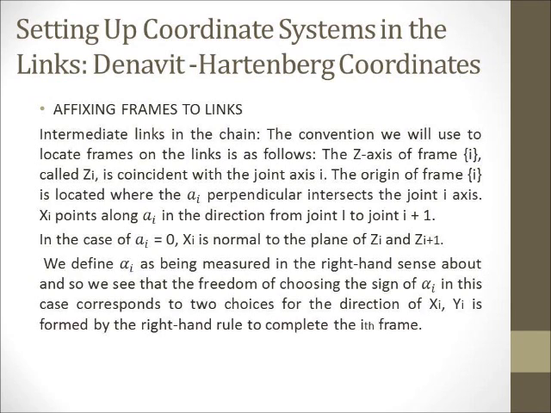In the case of ai equals 0, xi is normal to the plane of zi and zi plus 1. We define alpha i as being measured in the right-hand sense about xi, and so we see that the freedom of choosing the sign of alpha i in this case corresponds to two choices for the direction of xi. Yi is formed by the right-hand rule to complete the ith frame.